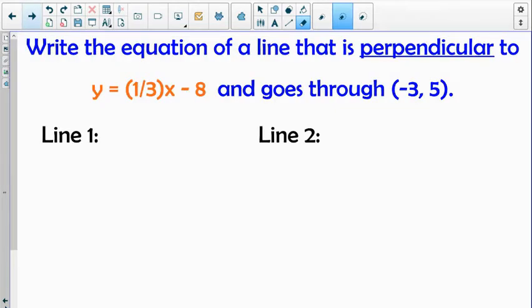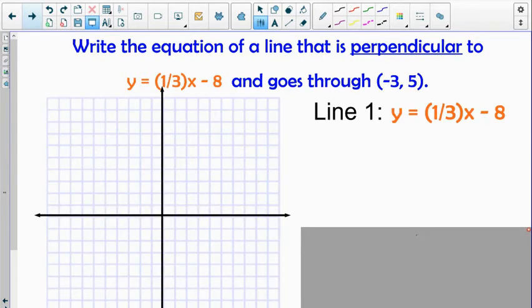So how are we going to use this? Our goal today is to write the equation of a line that is perpendicular to this equation that's given, and it goes through the given point. So we want to think of this as 2 separate lines. Now let's actually start by looking at the graph.